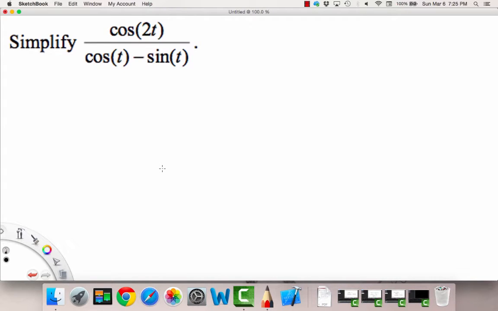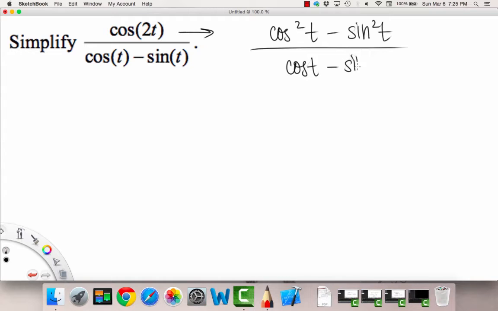We can also use double angle identities to simplify expressions such as these, even though this does look pretty simple already, but it could be even more simplified, okay? One of the versions that we could write the top as is cosine squared t minus sine squared t, right? That was version A or something. On the bottom, we just have that thing that was already there, okay?